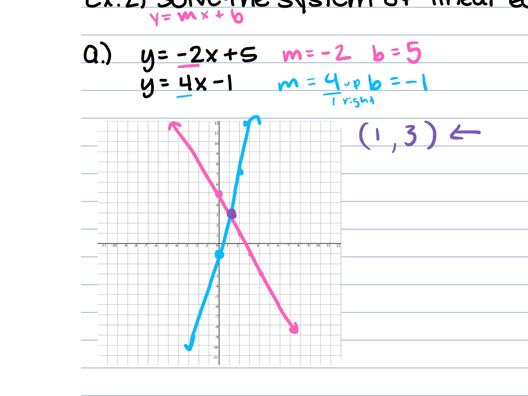We just want to double check that we did our work right. So we're going to plug it back in and test and make sure that it's a solution. So I'm going to plug in 1 for x and 3 for y, starting with the first one. So I have 3 is equal to negative 2 times 1 plus 5. Negative 2 times 1 is negative 2. And what's negative 2 plus 5? 3. So does it work in the first equation? Yep, 3 equals 3. That is true. So it works in the first one.